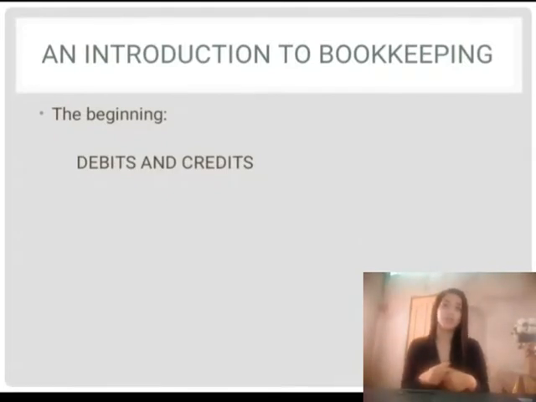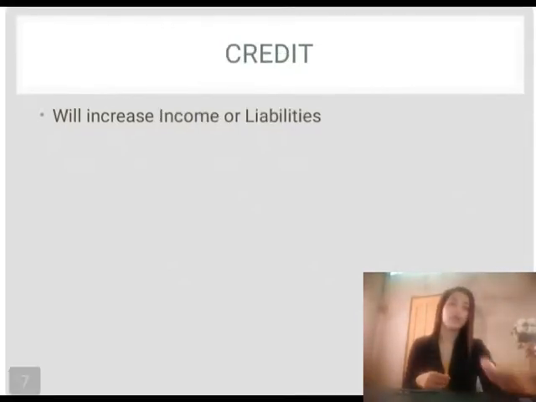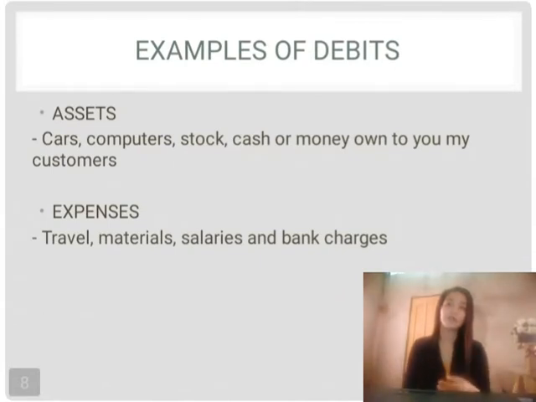Most businesses will use a system known as double entry bookkeeping to manage their finances. The overall rule of thumb that covers the majority of entries in the book is that debit will increase assets or expenses, while credit will increase income or liabilities. Examples of debits are assets. Examples of assets are cars, computers, stock, cash, or money owed to you by customers, and then expenses. Examples of expenses are travel, materials, salaries, and bank charges.